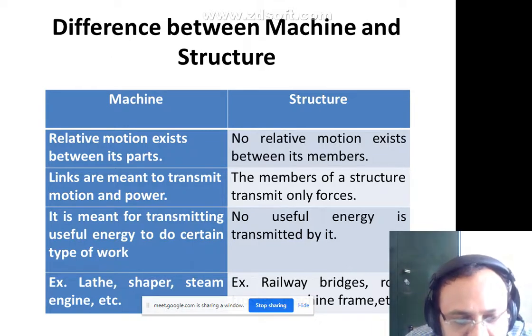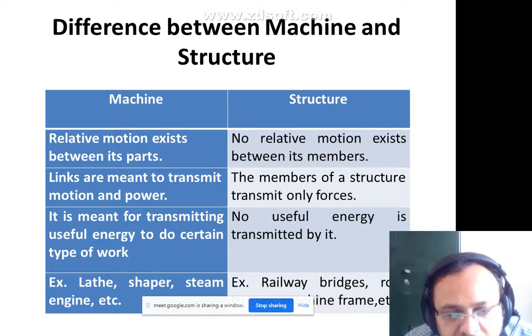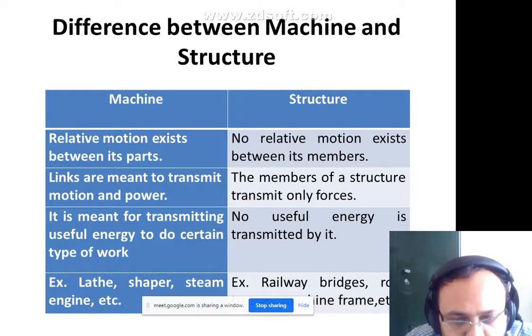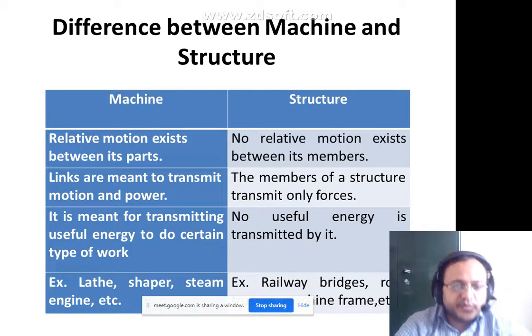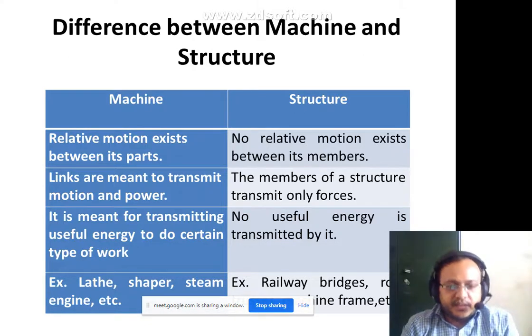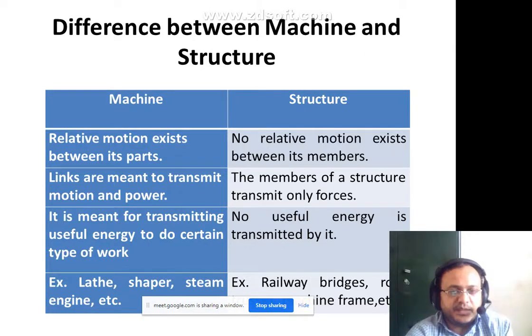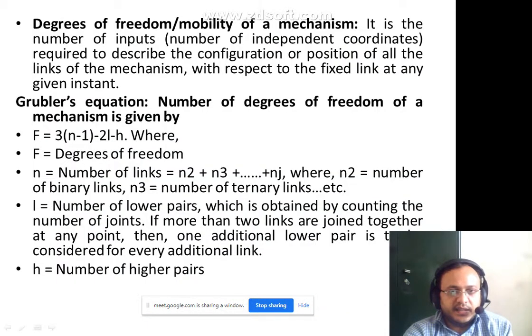A machine is meant for transmitting useful energy to do a certain type of work, whereas in a structure no useful energy is transmitted by it. It is only for structural stability, like railway bridges, frames, etc. Rooftops you have seen, they are maintained. So they are structures. Machines, you have seen the lathe machines, shaper machine and all. They are nothing but machines. So this is regarding a machine and a structure.